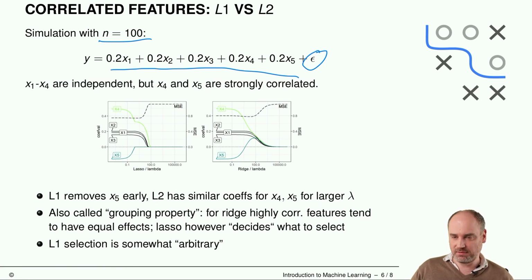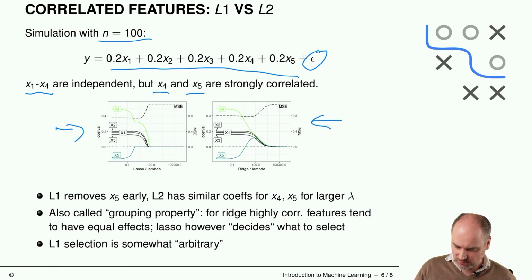I will now again create random feature values so that x1 to x4 are actually independent, but x4 and then x5 are actually strongly dependent. Yeah? So I've left out the concrete formulas here, but they don't also really matter. Here we can now again look at the coefficient paths for L1 and L2. What can we see?